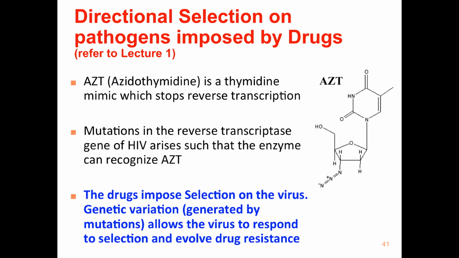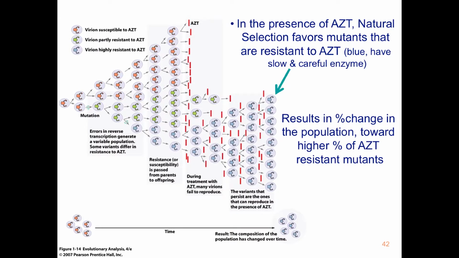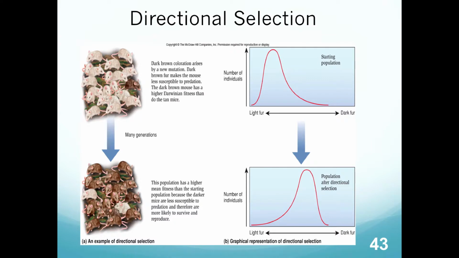Another example would be directional selection for azidothymidine. So if you would have mutations in the reverse transcriptase gene for HIV, that would move the resistance for the entire population towards greater resistance against AZT. And finally, if you have selection, for example, for brown mice or white mice, you have selection against light fur. It'll move the population towards having darker fur.